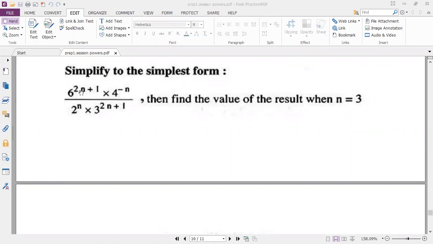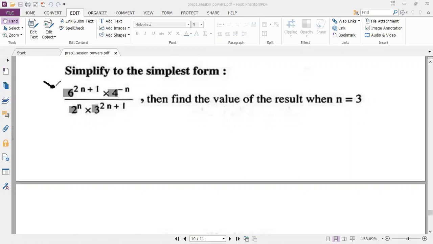I have 6 raised to the power of 2n plus 1 times 4 to the power of negative n over 2 to the power of n, and we have 3 to the power of 2n plus 1. Just look at the bases and ignore the powers. Look at the bases well. We have 6, the base, and we have 4, and we have 2, and we have 3. They are not the same.